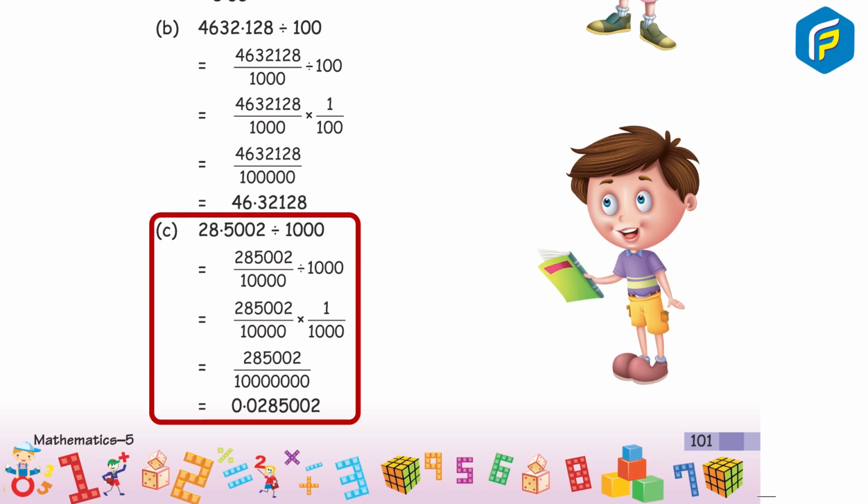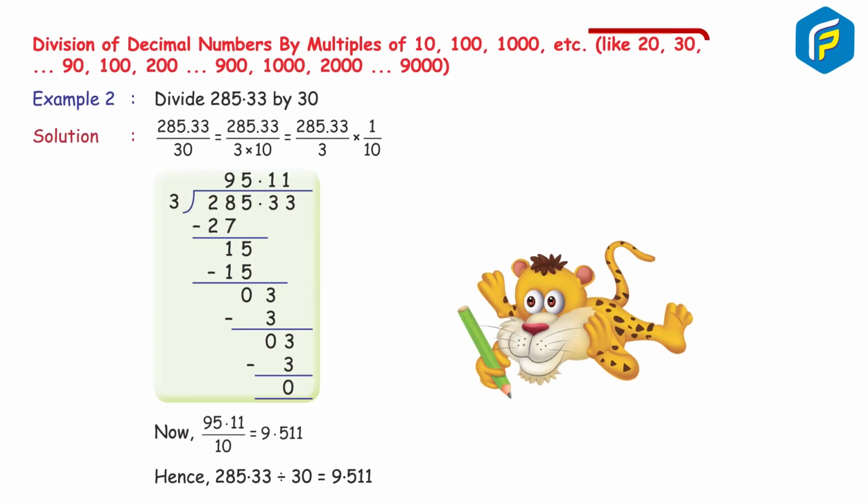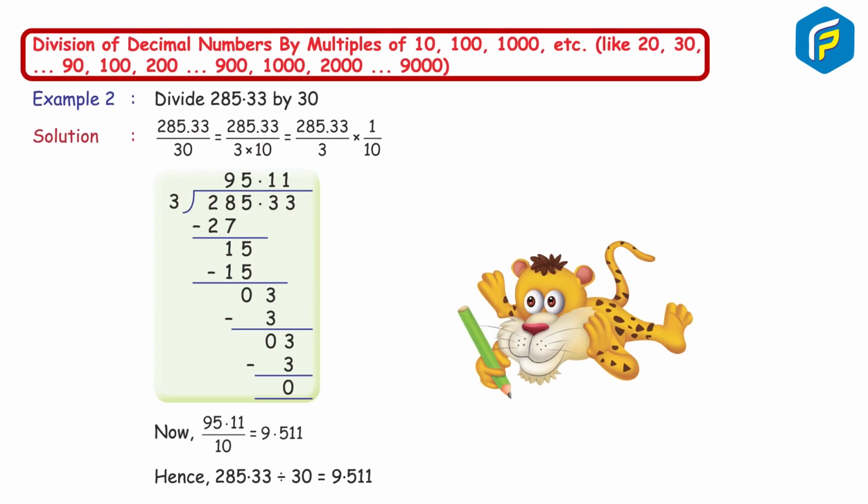28.5002 divided by 1000. 28.5002 upon 10,000 divided by 1000 equals 28.5002 upon 10,000 into 1 upon 1000, which equals 28.5002 upon lakh, which equals 0.02850002. Division of decimal numbers by multiples of 10, 100, 1000, etc., like 20, 30, 90, 100, 200, 900, 1000, 2000, 9000.